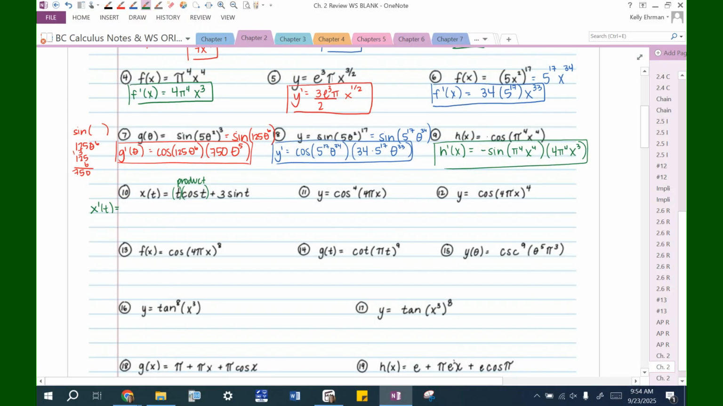Remember, the order that you take derivatives doesn't matter. So take the derivative of one, leave the other alone. Add to that the derivative of the other, leave the opposite alone. So I'm going to do first times derivative of the second plus second times derivative of the first over here, plus 3 cosine t, derivative of that term. I will clean this up a little bit because I see some like terms I can combine. So x prime of t is equal to, let's make this negative t sine t plus cosine t plus 3 cosine t is plus 4 cosine t.